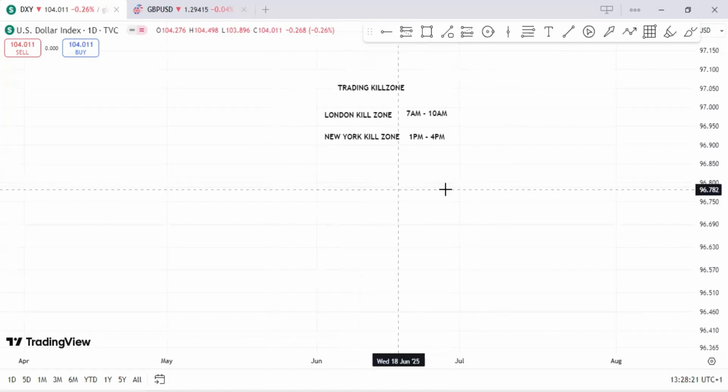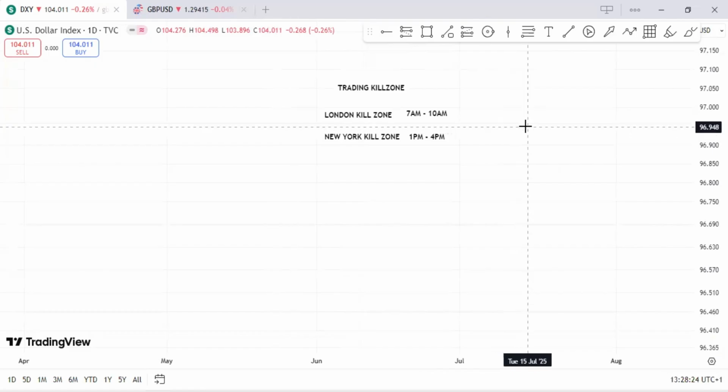The Q zone is actually very, very important. It's very important to trade within the Q zone because number one, you won't face too much consolidation in the market.